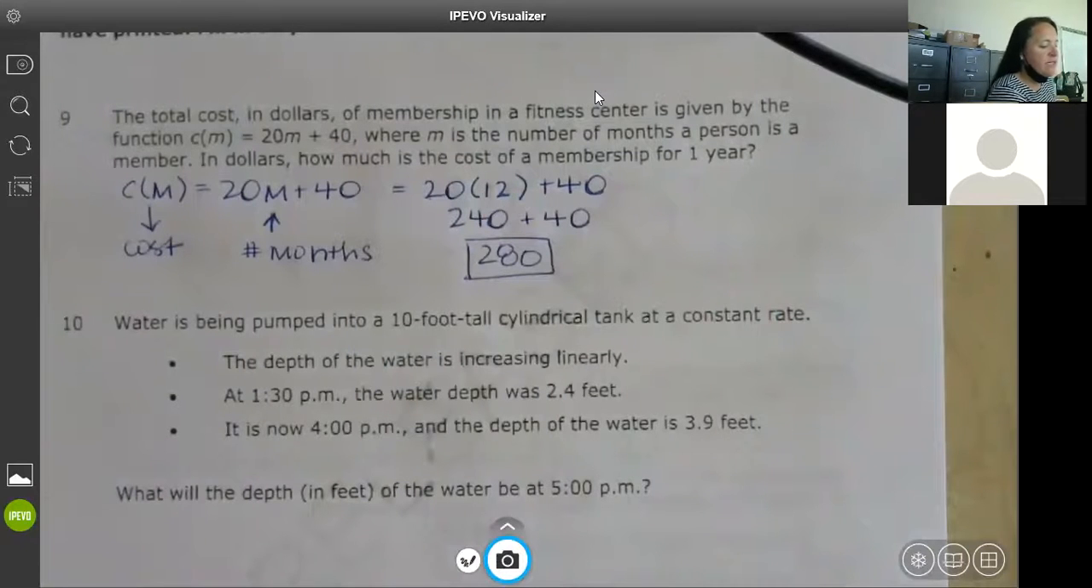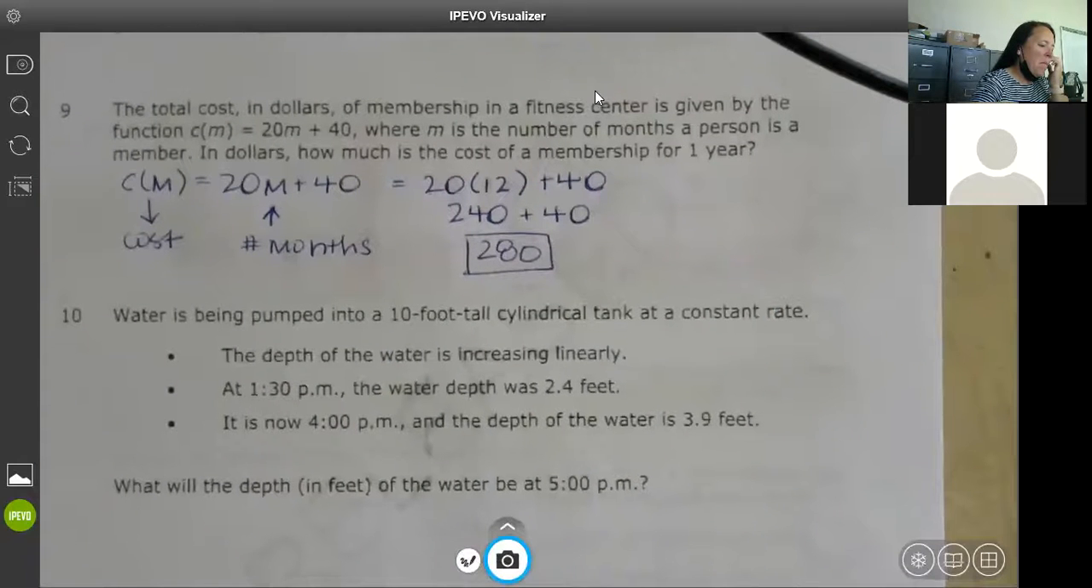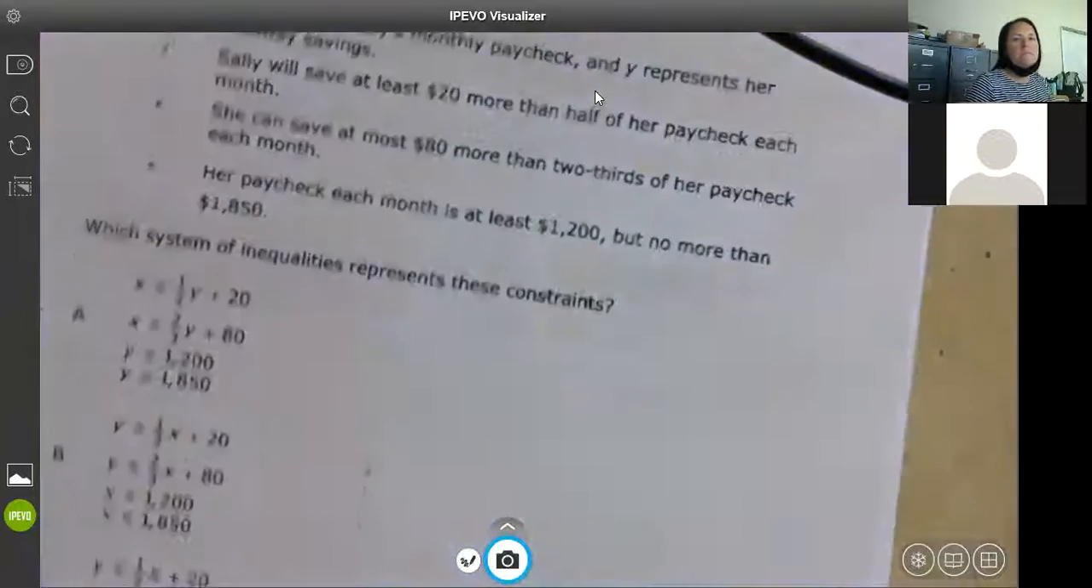We will come back to number 10. Is everybody good? All right.